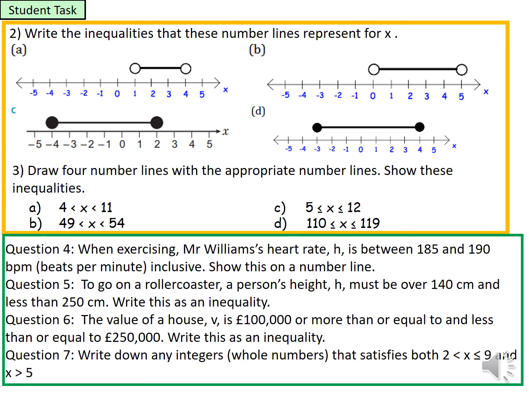We have now come on to the main task. What I would like you to do is do 2 questions from question 2, 2 of these sub-questions from question 3, and have a go at 2 out of 4 of these green questions. So 2 from question 2, 2 from question 3, and then any 2 questions from the green section.